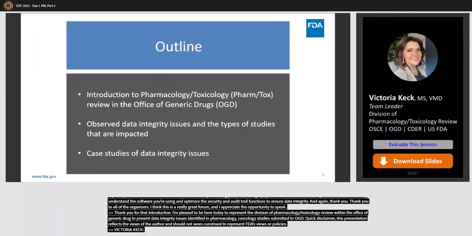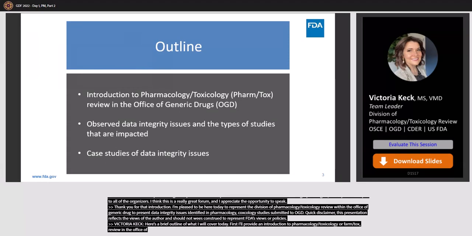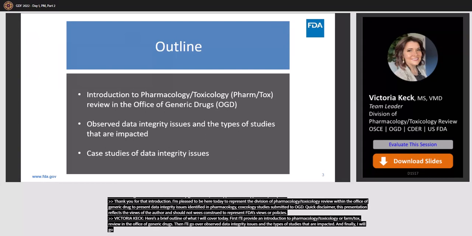Here's a brief outline of what I will cover today. First, I'll provide an introduction to pharmacology toxicology, or as we call ourselves, PharmTox review in the Office of Generic Drugs. Then I will go over observed data integrity issues and the types of studies that are impacted. And then finally, I will go over 3 case studies of data integrity issues.